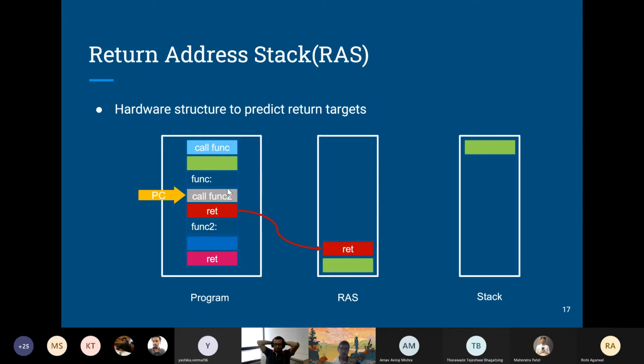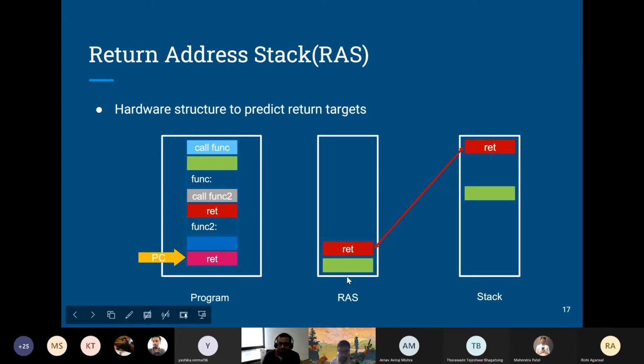Then you move inside func, you call func2, so here you are, and this ret is also going to be put here. And on the stack also, of course, you're going to push the return addresses, because that's how function calls happen. So you have the first return address, you have the second return address. Then inside func2, you execute something, then you ret. And of course, note that the stack is where you take the return address from, while RAS is just used to predict these return targets.